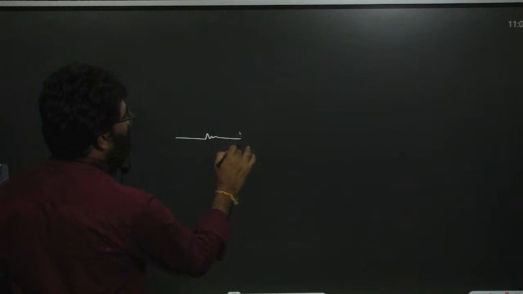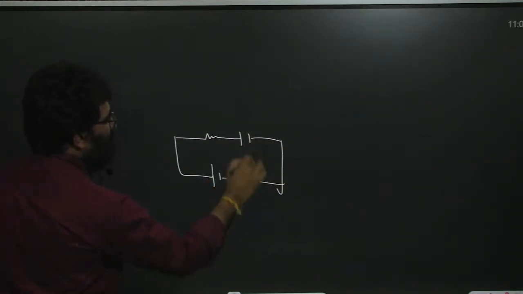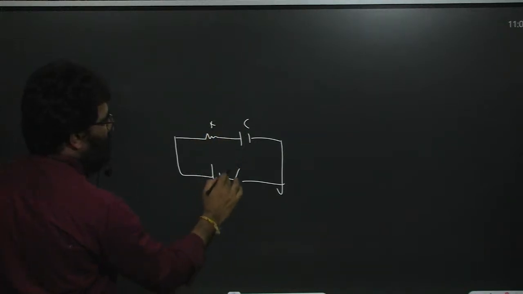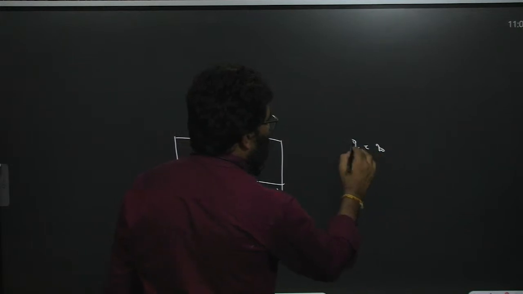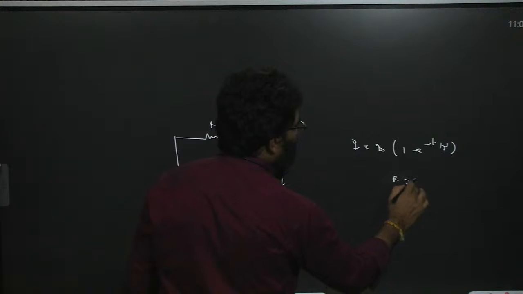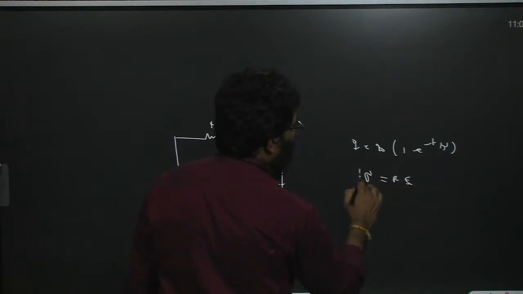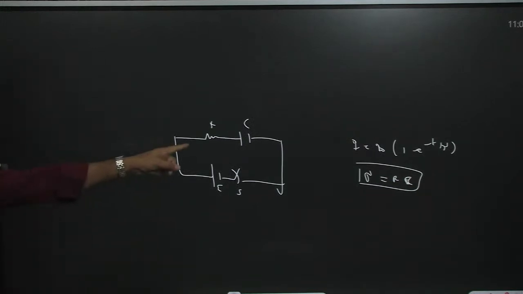Coming to RC circuits, charging and discharging of capacitors. When the capacitor is charging, with capacitor, R and E, the switch is closed. So charge will be increasing to Q naught, the maximum value, into 1 minus e power minus t by tau. Tau is called R into C, the time constant. So capacitance is C, resistance is R. When we close the switch, the capacitor is charging.